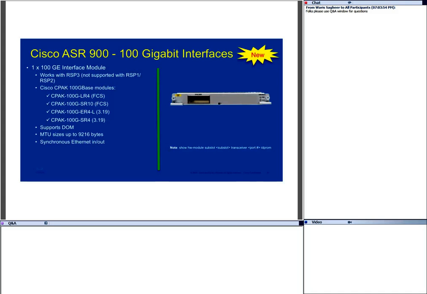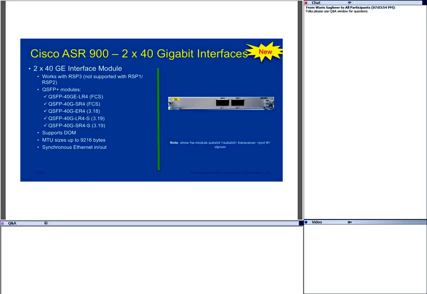Naturally, because of the throughputs that RSP2 and RSP3 support, the current CPAKs that are available are LR4 and SR10. The remaining ones mentioned are coming out mid next year. It supports DOM, MTU sizes up to 9216, those are the standard ones. And the important thing is we support synchronous Ethernet in and out on the IM module. Timing is a pretty important thing in mobile backhaul networks, so that's the reason I'm emphasizing SyncE.